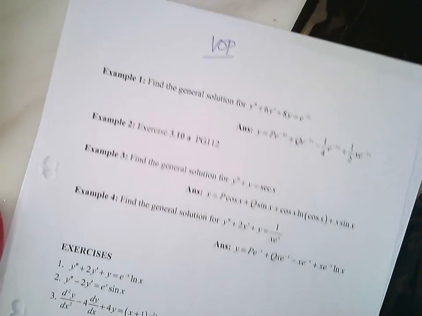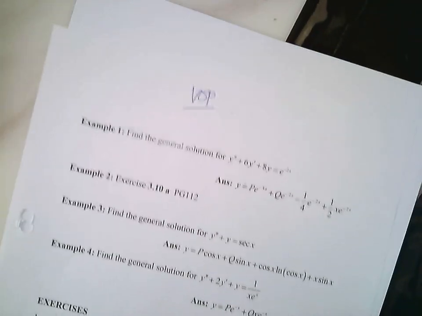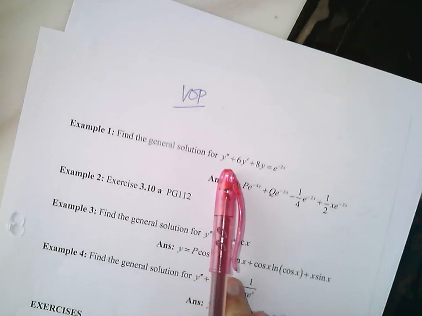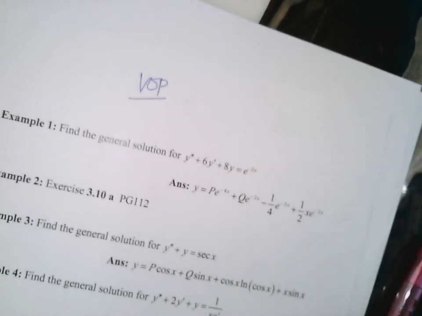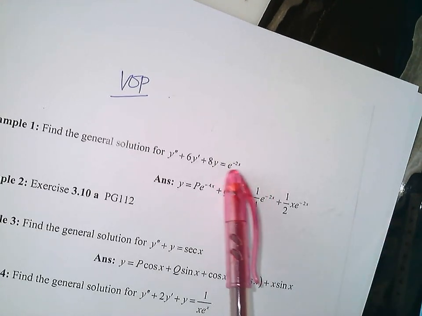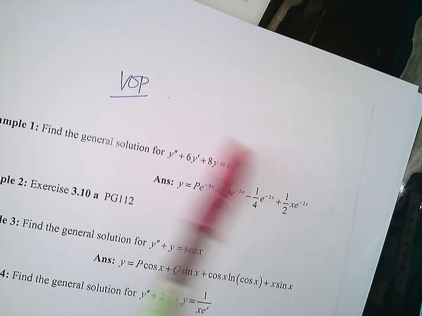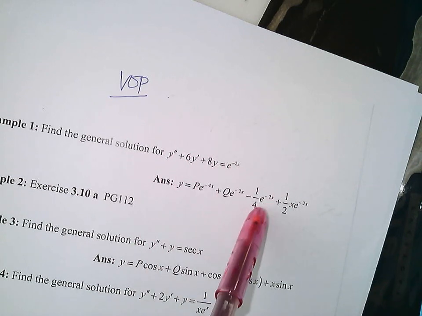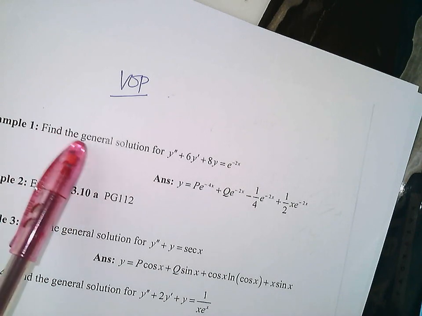Okay, so let's try to solve the first example here. We have 4 examples, so I will discuss these 4 examples in 4 different videos to keep the videos short. The first one: find the general solution for y double prime plus 6y prime plus 8y equals e to the negative 2x. As you can see, the function on your right hand side is an exponential function.